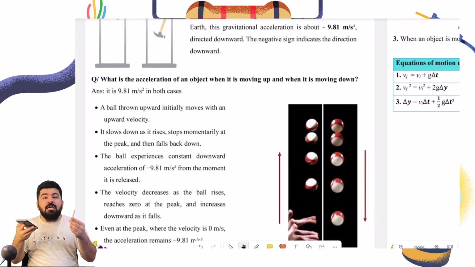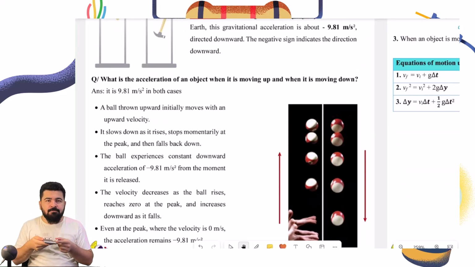If I let these two objects go and they fall, which one has a greater acceleration? You tell me, which one? Both of them have the same acceleration. Careful. Acceleration does not change when it comes to falling objects. Basically, when we say acceleration, we mean gravity, gravitational acceleration, which is equal to 9.81. It's constant. It doesn't change.